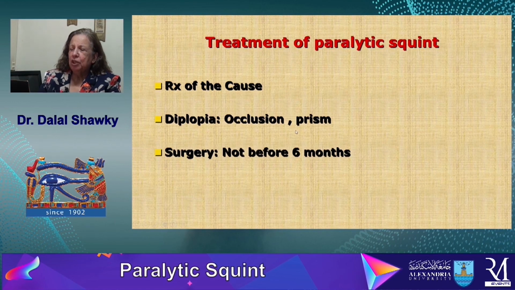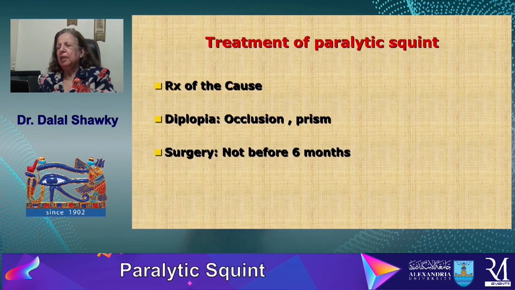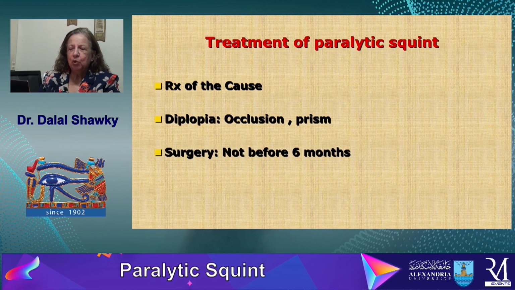Or if the deviation is not big, we can use prism in the glasses. The prism here is a relieving prism that is placed with the apex toward the deviation. This is contrary, different than what is known as the exercising prism. It is the contrary. Here, the apex toward the deviation to just bring the image into the fovea. Surgery, not before 6 months.